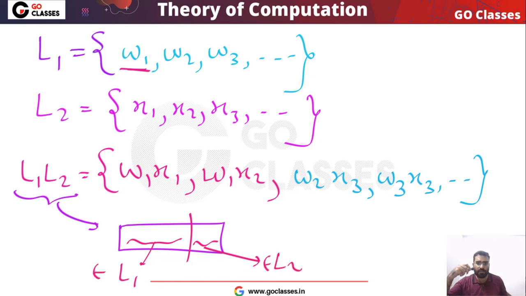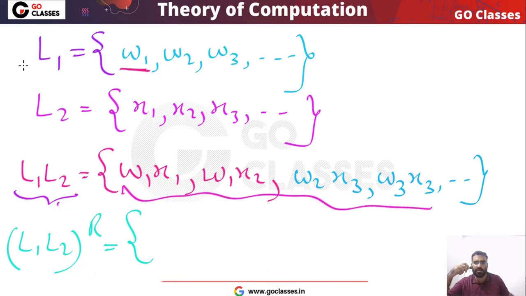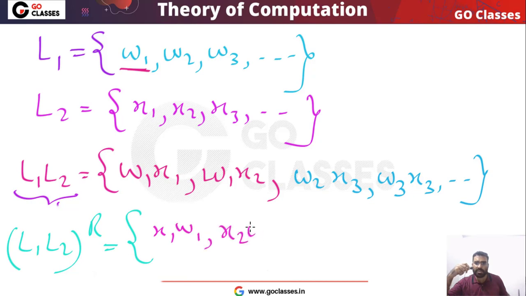Now this is your L1 L2. If this is your L1 L2, then what will be the strings in (L1 L2) whole reverse? Which type of strings will you have there? Basically, this is your language L1 L2, and now let's do the reverse of this language. So that will be x1 w1, next x2 w2, and so on. This type of strings you will have in (L1 L2) whole reverse.